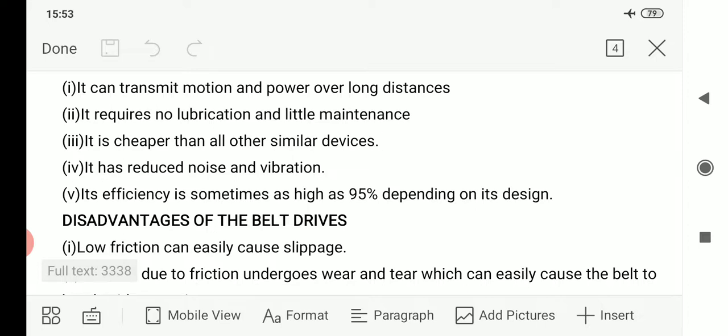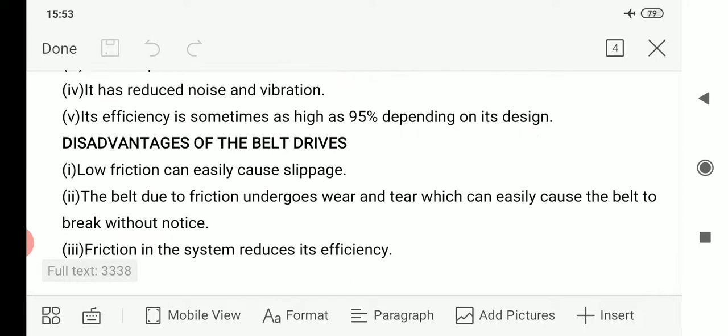Now, let's go to the disadvantages of the belt drives. Number one, low friction can easily cause slippage. When the friction between the belt and the pulley is very low, it will not make both the pulley and the belt rotate together at the same time, and that will be wasting a lot of energy.